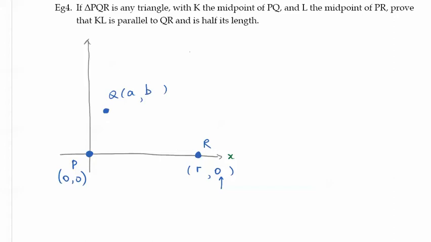So if I have a triangle with points P, Q, and R, this triangle will look something like this. Once again, it is not a right triangle. It looks like it, but it isn't. And they are telling us that we have a point K being the midpoint of PQ.